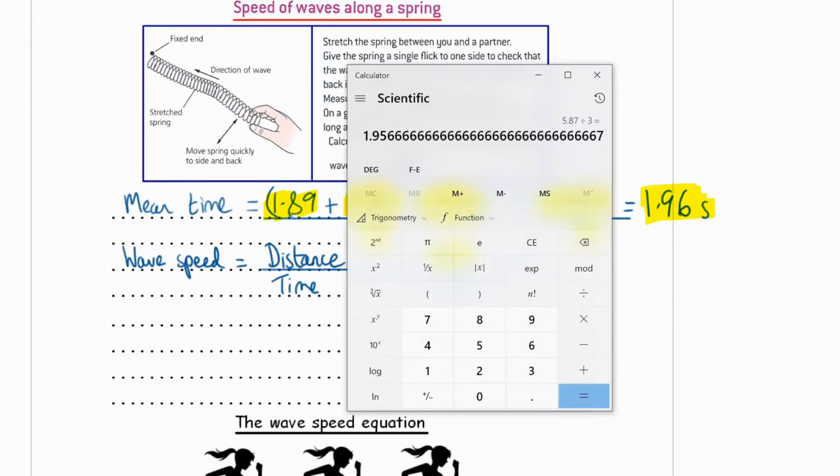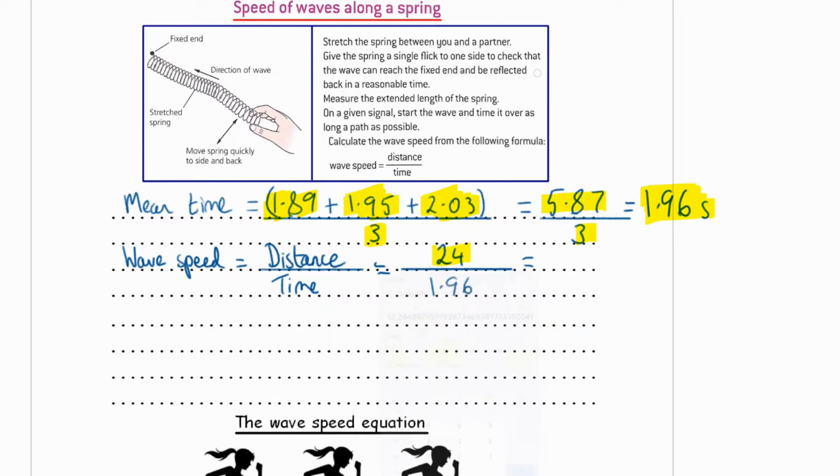The distance travelled then was 24 metres, so we need to divide that 24 by 1.96. 24 divided by 1.96 gives us 12.2 to one decimal place. 12.2, and the units, remember, are metres per second.